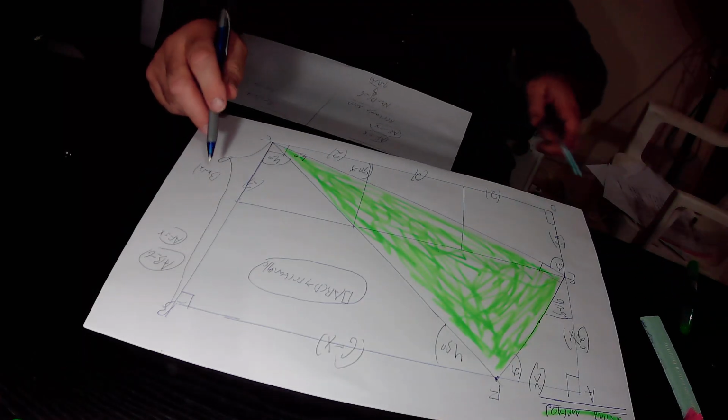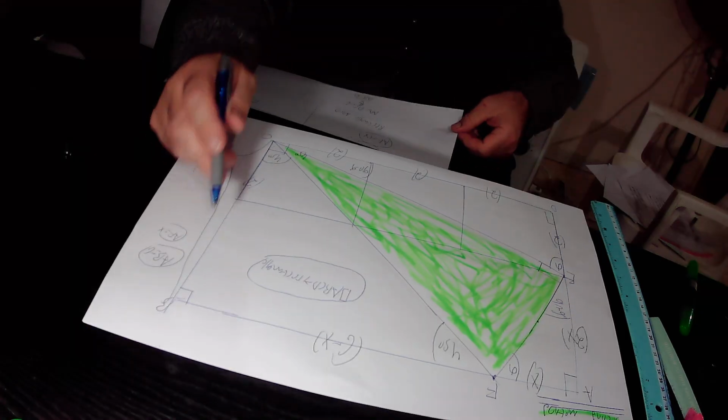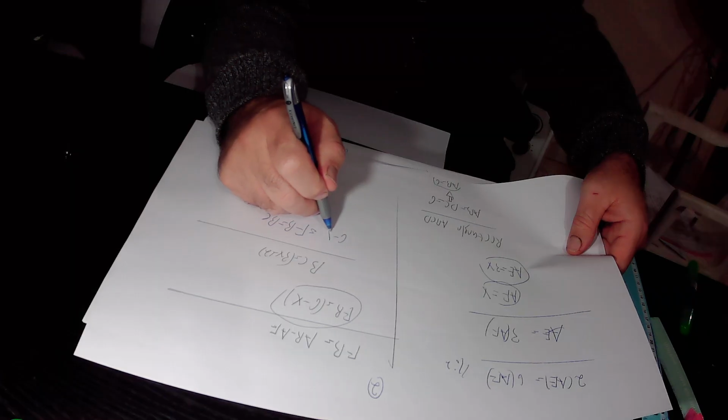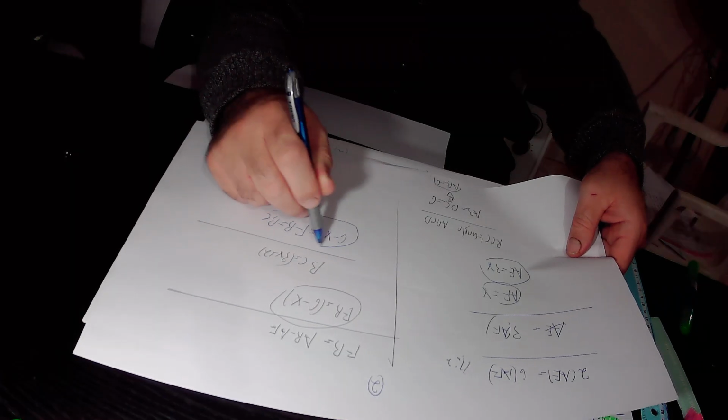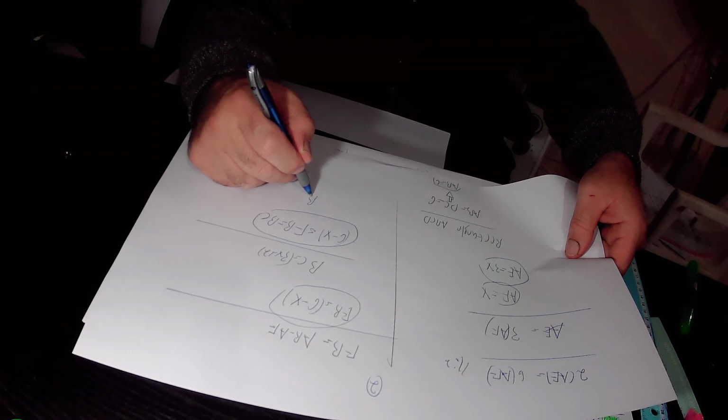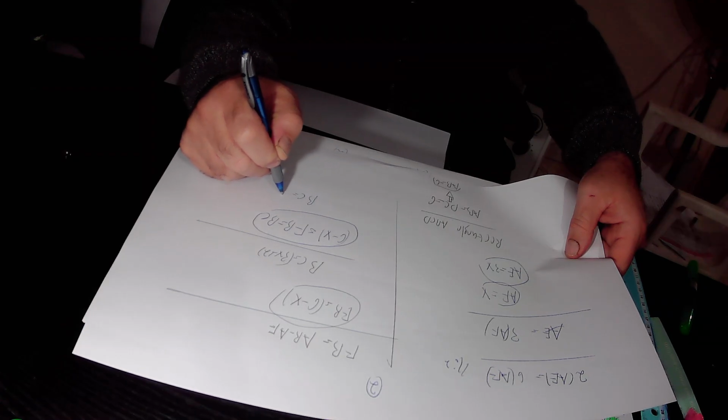But we already found out that FB equals 6 minus x. So I can write here that FB equals 6 minus x. And from this equation, 6 minus x equals FB equals BC. We write that BC must also be equal to 6 minus x units in its length.